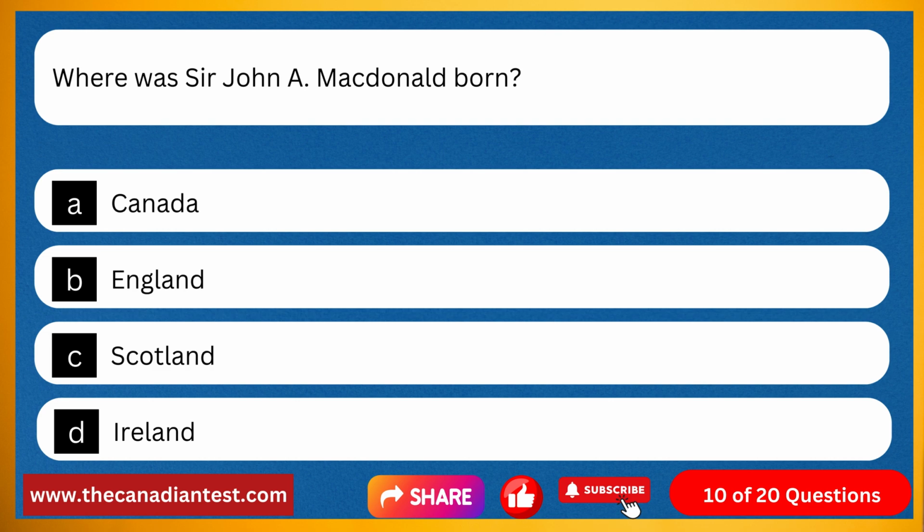Question 10. Where was Sir John A. Macdonald born? Option A, Canada. Option B, England. Option C, Scotland. Option D, Ireland.